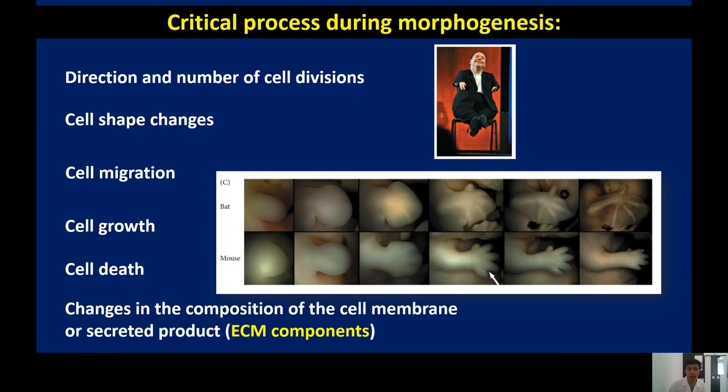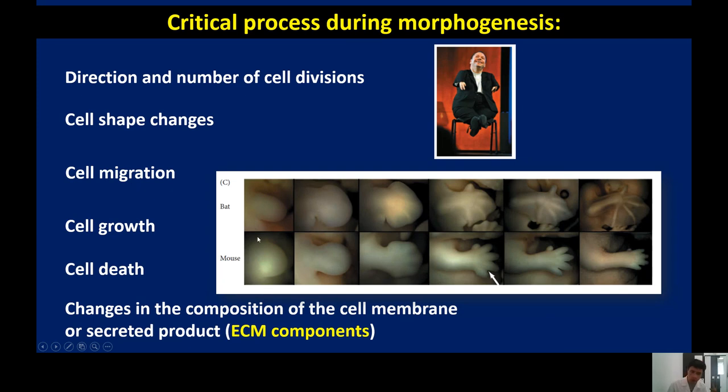And also there is a cell migration process, of course, in order to trigger the formation of the organs, and the growth of the cells also follows with the division of the cells. And also the most important process is the cell death program, called apoptosis, of course. It is the formation of the forelimbs of a bat, compared with the mouse.